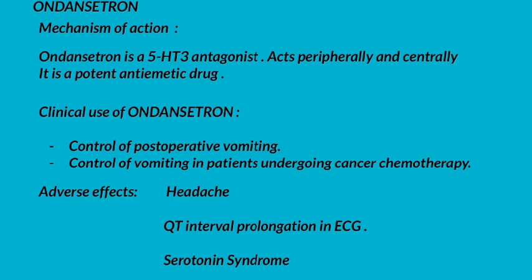Ondansetron. Mechanism of action: ondansetron is a 5-hydroxytryptamine 3 antagonist, acts peripherally and centrally. It is a potent antiemetic drug. Clinical use of ondansetron: control of post-operative vomiting, control of vomiting in patients undergoing cancer chemotherapy. Adverse effects: headache, QT interval prolongation in ECG, serotonin syndrome.